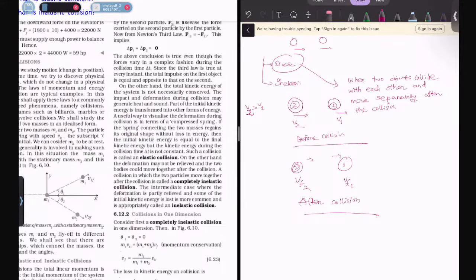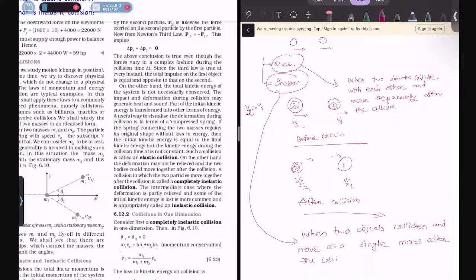They were moving separately before collision, and they are moving separately after collision. That's the thing that you need to take note of. Then inelastic collision. What happens in an inelastic collision? When two objects collide and move as a single mass after the collision. Do you get me, guys?